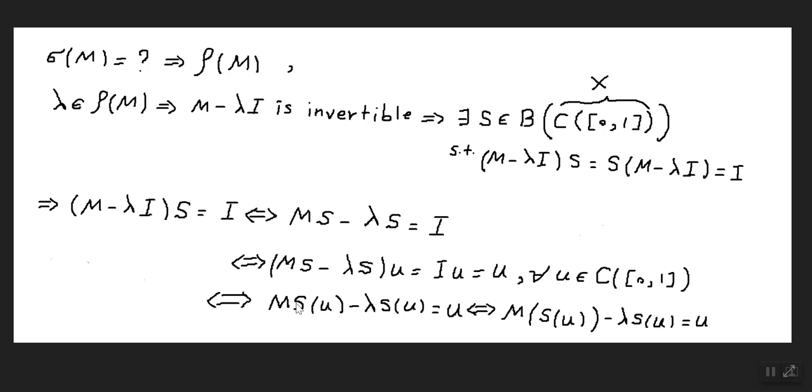And look at here, we have the composition operator. So this equals M of S u minus lambda S u must be equal to u. Okay. Let's continue on another page.